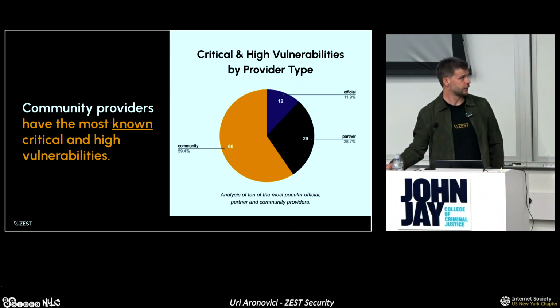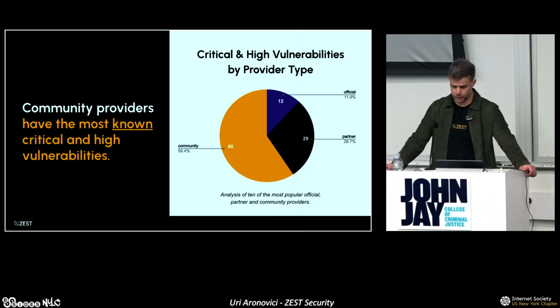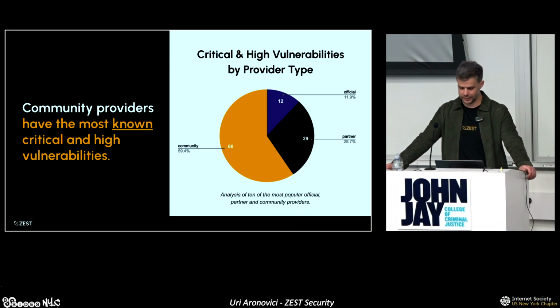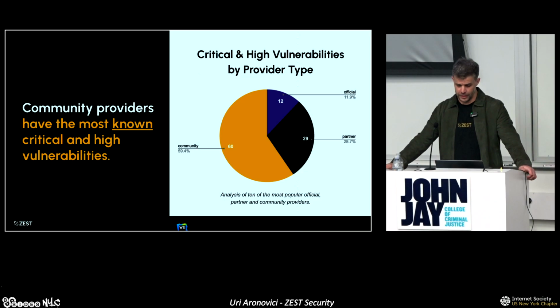So what we found here, as you can see, is that 60% of the critical and high vulnerabilities exist in the community tier. Partner has 29%, and the official one has 12%. The interesting part, which I'm going to show you later, is a vulnerability in the official one. Here you can see that the highest risk number is in the community, but in reality, all of us know that all of them can have the same risk.